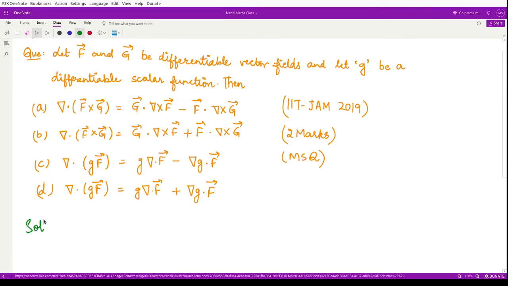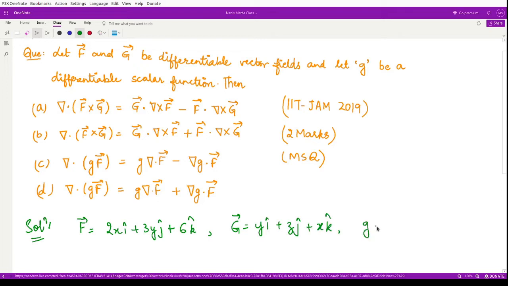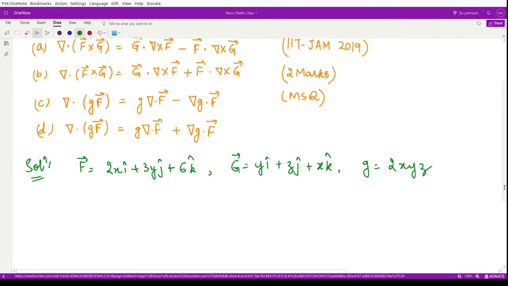So let's start. Let me take the vector f. You may take any vector, and if any of these identities come out to be not equal, you may cross that option out, right? So I'm taking the vector f to be 2x i cap plus 3y j cap plus 6k cap. I'm taking the vector g to be y i cap plus z j cap plus x k cap, and I'm taking small g to be the scalar function 2xyz. You may take any values as you like.